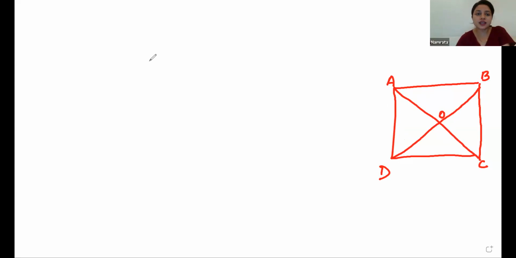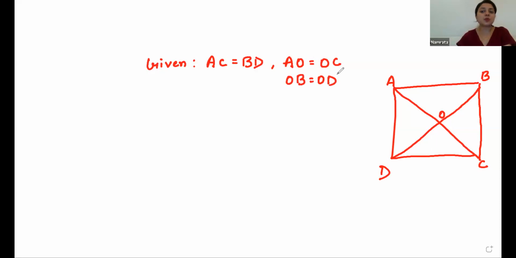So here we can say it is given already in the theorem that AC is equal to BD. Both the diagonals are the same, and it is also given that both the diagonals are bisecting each other. So it is also given that AO is equal to OC and OB is equal to OD. That is given in the theorem already. It's bisecting at right angle, so here we are having right angles. And what we have to show? We have to show that this is a square.